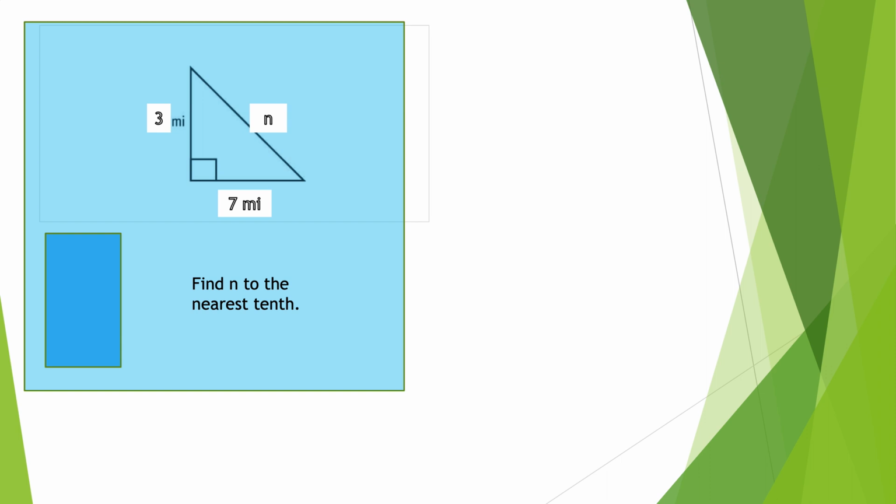Okay, so leg squared plus leg squared is hypotenuse squared. The hypotenuse is always across from the right angle. That makes n squared. So 3 squared plus 7 squared is going to equal n squared. 3 squared is 9, 7 squared is 49. They're on the same side, so add them up. 58 is n squared. N is the square root of 58, which if you hit the little button on your calculator is going to tell you 7.6. Okay, that's the nearest tenth.